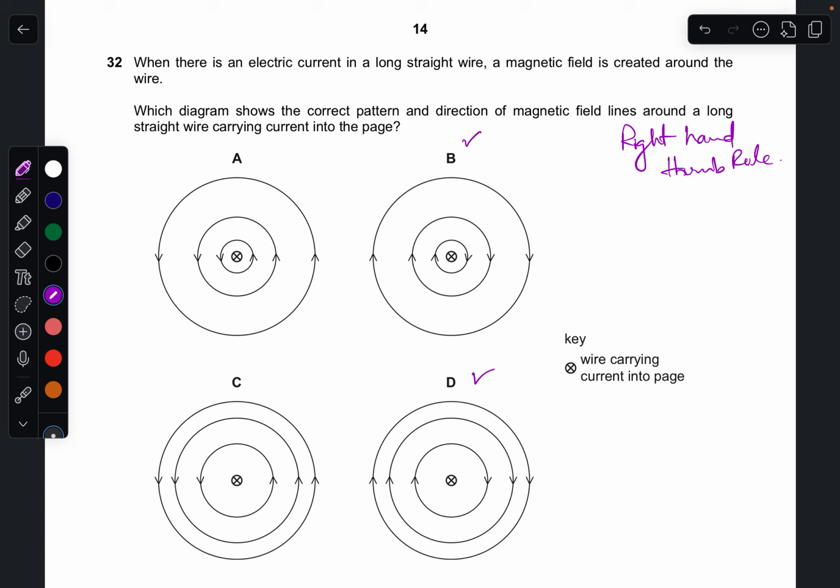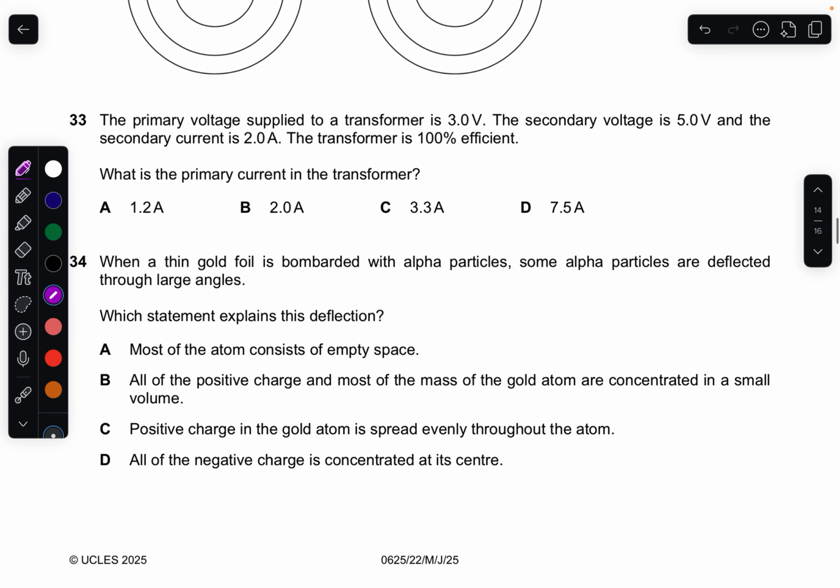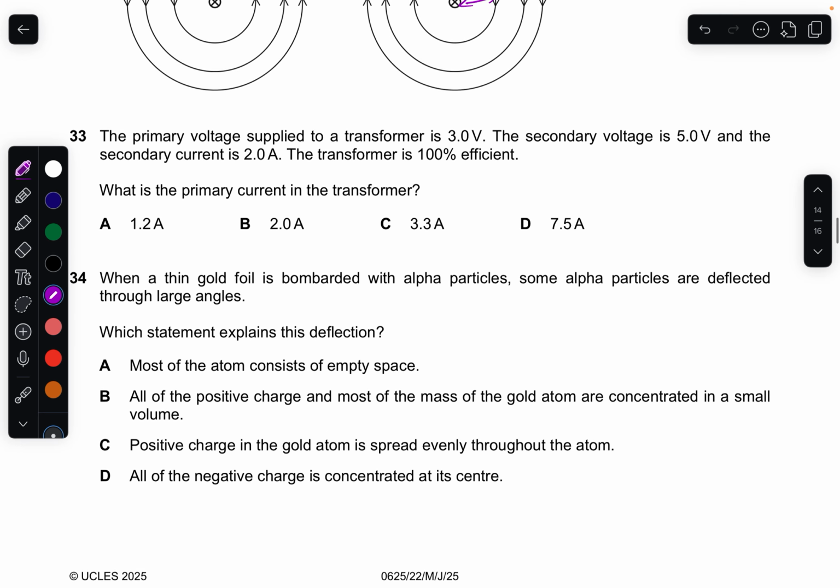Now what we have to choose: we see as you move away from the wire, the magnetic field, sorry, its strength will reduce. So separation should increase. In B the separation is increasing and in D the separation is decreasing. So B is correct. When you move away from the wire, the separation between the magnetic field lines should be increasing, not decreasing.